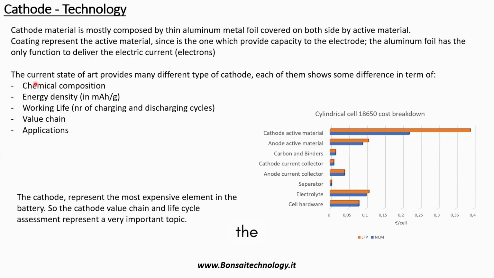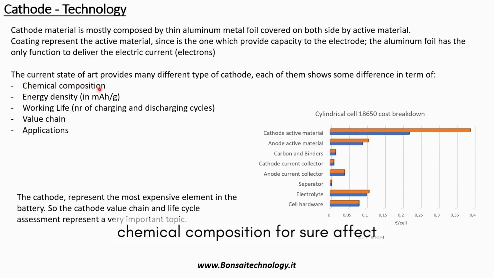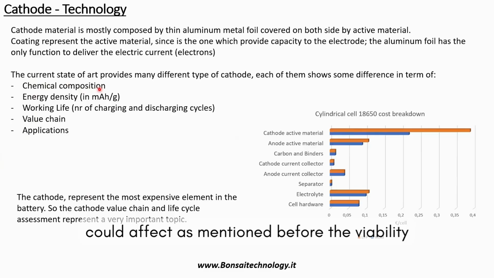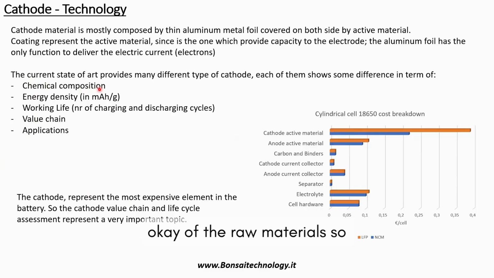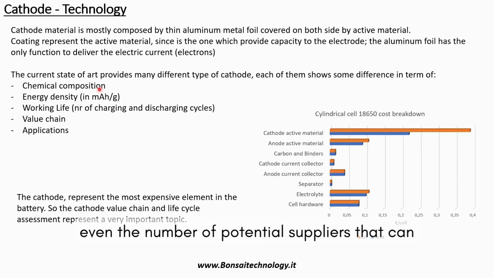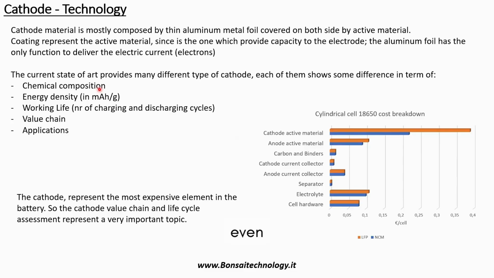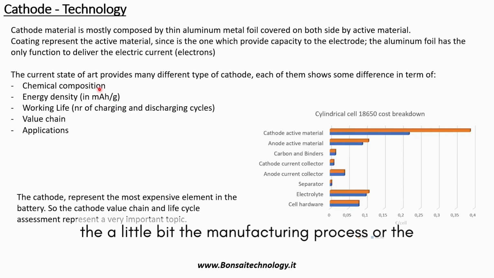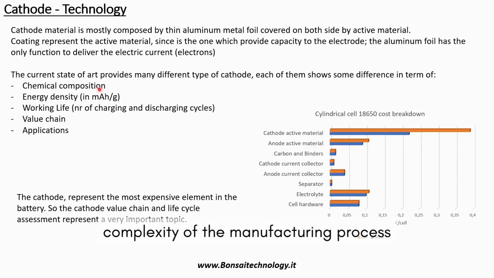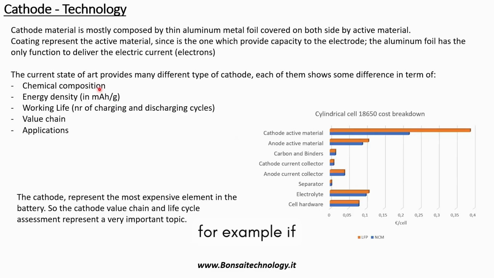The chemical composition for sure affects many aspects. As mentioned before, it could affect the availability of the raw materials, and even the number of potential suppliers that can provide you the chemical compounds. The chemical composition also affects a little bit the manufacturing process, or the complexity of the manufacturing process.